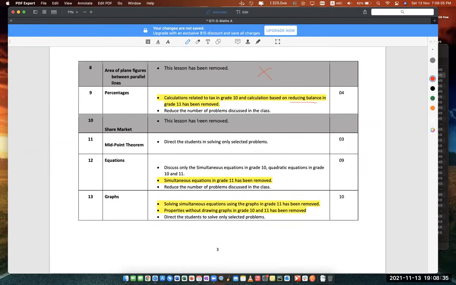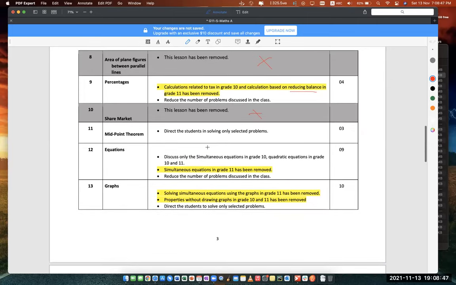Okay, so share market, another very easy lesson, very important. I mean, one of the easiest lessons. So again, share market is removed from the syllabus. Okay, next one is midpoint theorem. So midpoint theorem, the usual, the proving of the riders, and they have specifically mentioned proving of the riders. So that part is important. So midpoint theorem will be there.